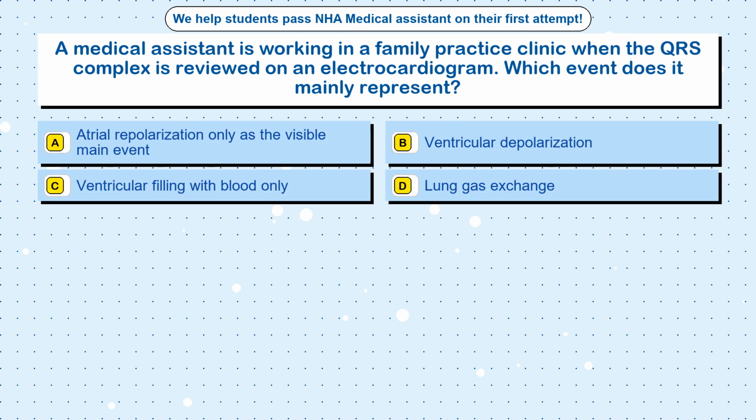Question 85. A medical assistant is working in a family practice clinic when the QRS complex is reviewed on an electrocardiogram. Which event does it mainly represent? Option A, atrial repolarization only as the visible main event.